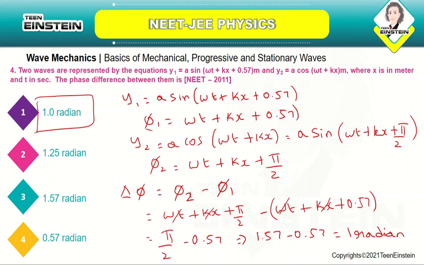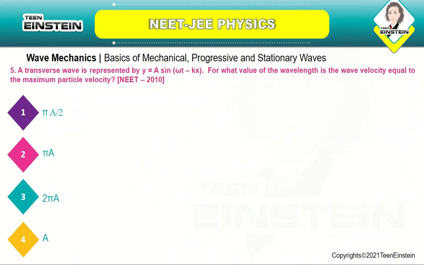Okay, so let us now move on to the next question. A transverse wave is represented by y is equal to a sin(omega t minus kx). For what value of the wavelength is the wave velocity equal to the maximum particle velocity? So here they have given the equation as y is equal to a sin(omega t minus kx).